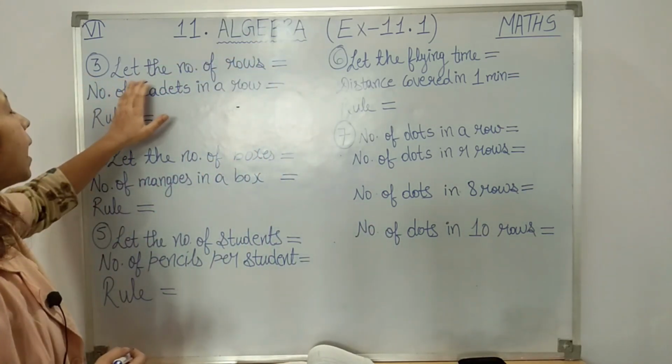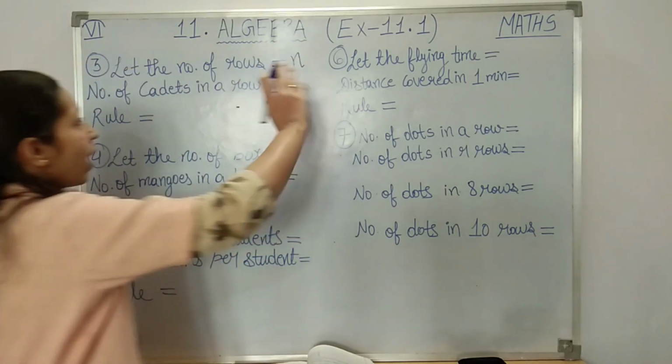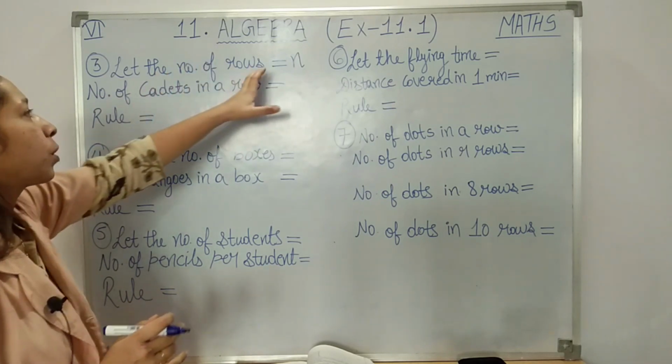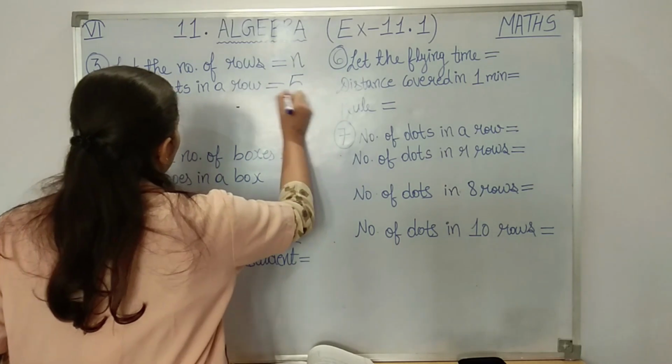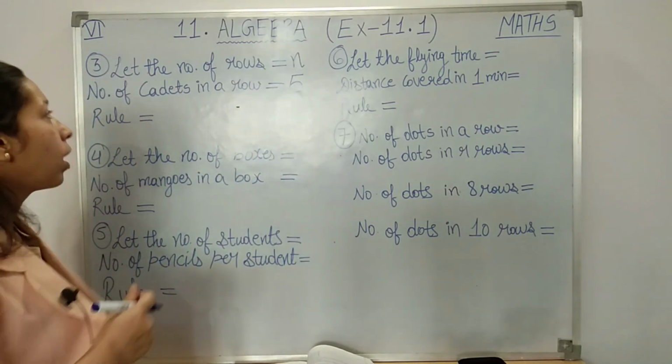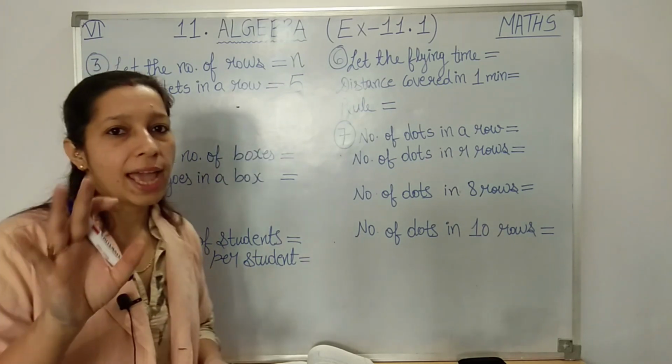Third solution, let the number of rows equal n. It was given in the question itself. I have seen from there and I have written, let the number of rows be n. Then number of cadets in a row is 5. Okay students, as given in your textbook. So now if we want to find the number of cadets in 10 rows.